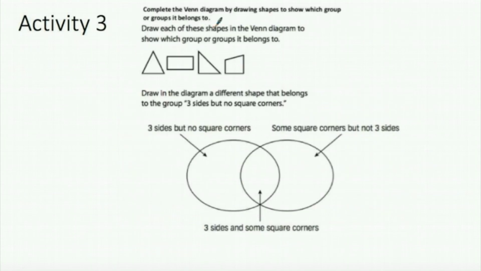Okay, we're looking into activity 3. Complete the Venn diagram by drawing shapes to show which group or groups it belongs to. You're going to draw each of these shapes in this Venn diagram. Now remember, this is going to be for one attribute, this is for another, and then this is when it's the same. So you're going to use these shapes right here, and you're going to draw them in your circles.